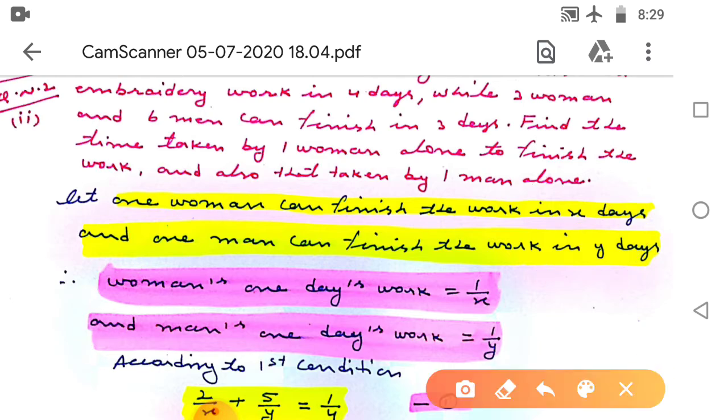Simple, right? If you finish a work in 4 days, what will be your 1 day work? That is 1 by 4, isn't it? If you finish a given work in 4 days, then your 1 day's work is 1 by 4th part of the given work. So here, if we finish a given work in x days, we can do 1 by x part of that work in 1 day. This is the concept. Now, if we finish a work in y days, then 1 day work will be 1 upon y part of that work, right?